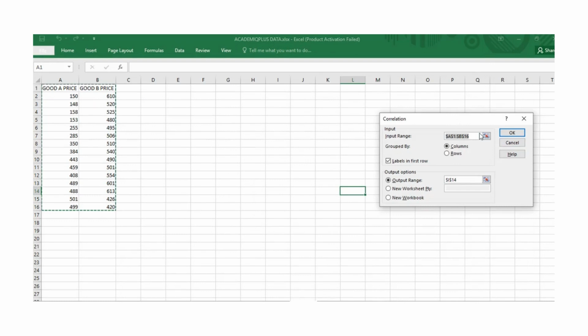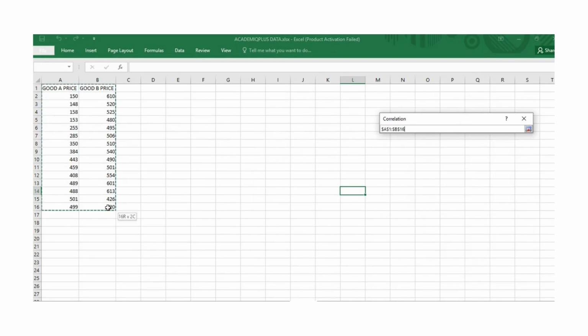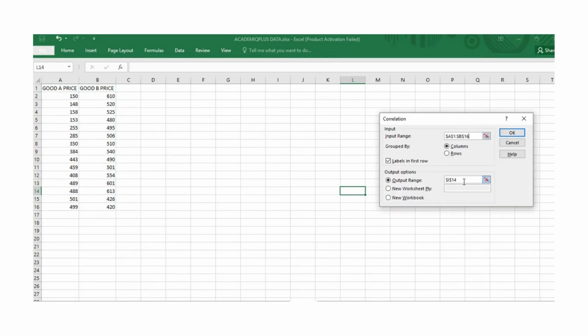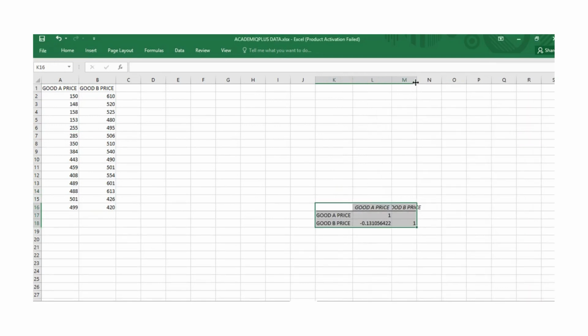So let's go to data analysis, correlation. Okay, click on the data, label, check the output area. Okay, wow, this shows almost 0, the strength is very low, 0.1, and it's negative. So this shows a negative relationship between the price of good A and the price of good B. There's a negative relationship, and the strength is even low. It shows that the relationship between the two variables is quite low.